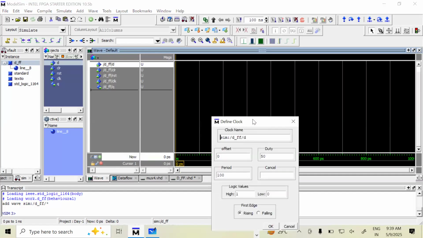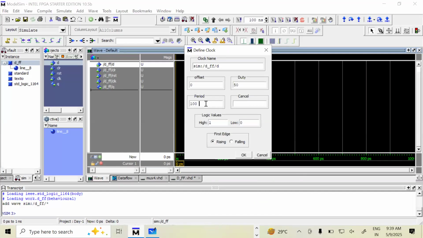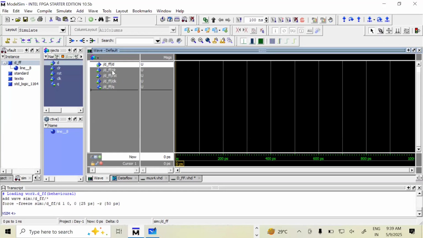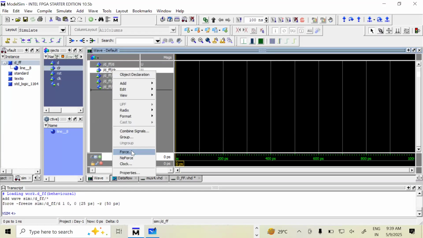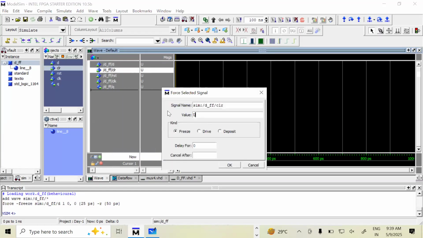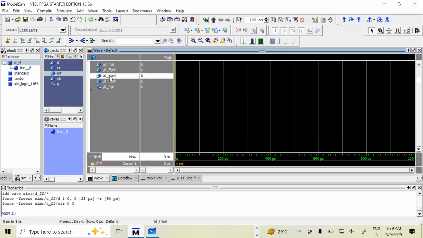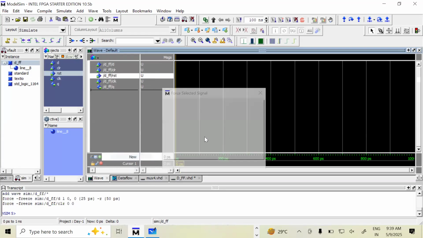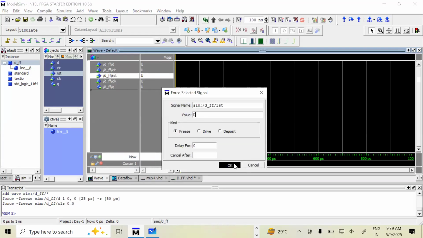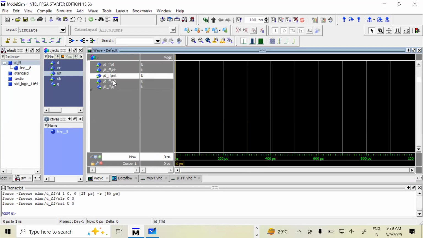Let it be of clock type, 100 PS. This is the clock. CLR, suppose it is 0. Clear is 0, then definitely Q will be 0. RST I am also forcing to 0, or I am not using RST. Let us see.